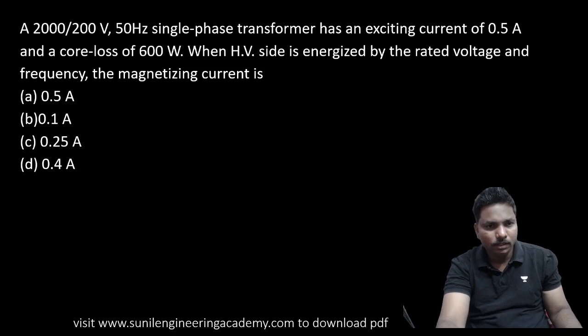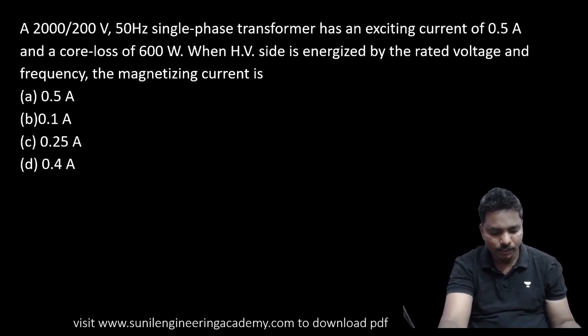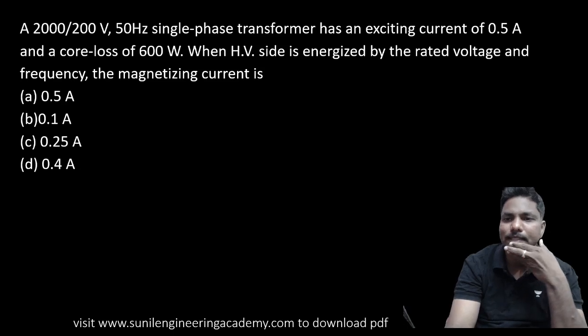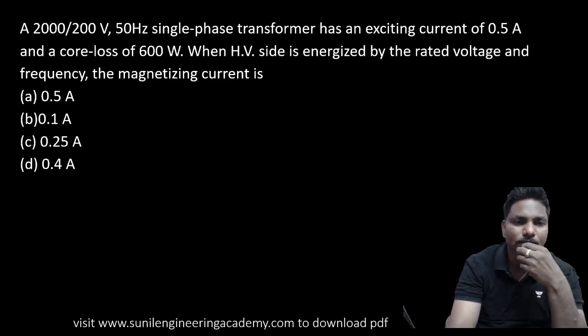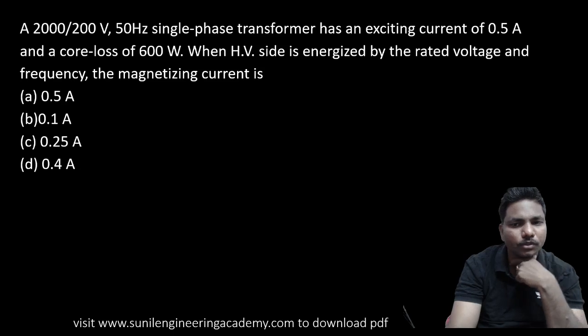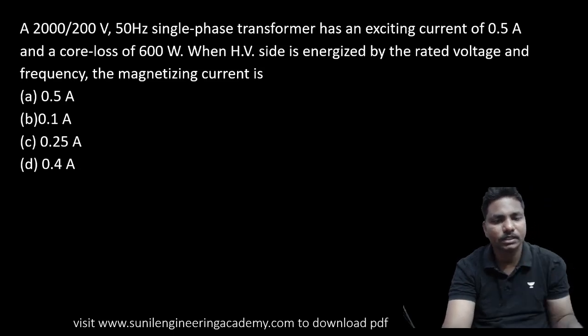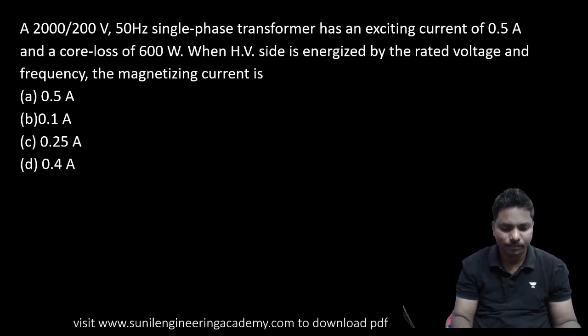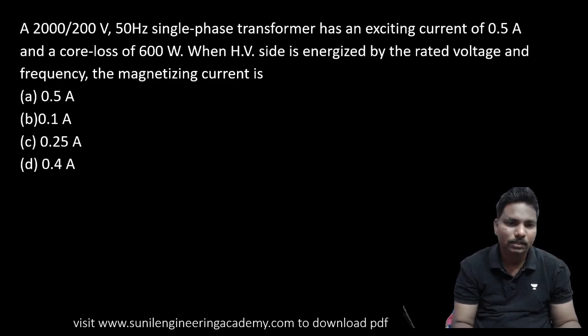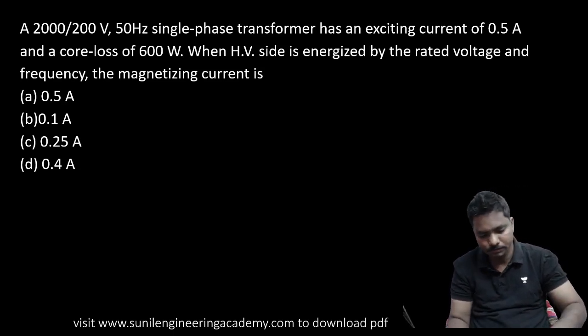A 2000 by 200 volt single phase transformer has an exciting current of 0.5 amps and a core loss of 600 watts. When the HV side is energized by rated voltage and frequency, the magnetizing current is dash. What is the magnetizing current? Magnetizing current is nothing but Iμ, no?